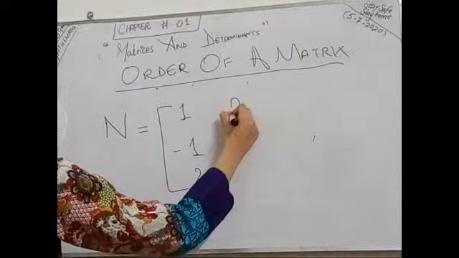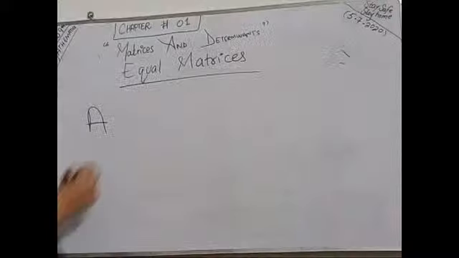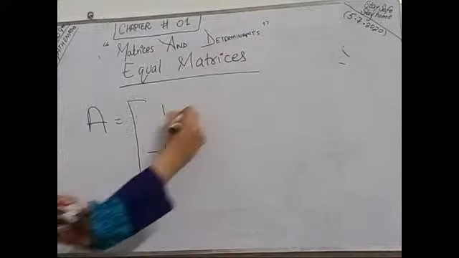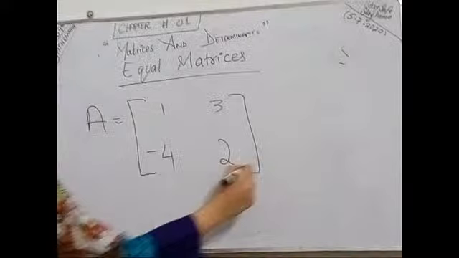We have a matrix A which is equal to 1, minus 4, 3 and 2. And the next matrix we have is B is equal to 1, minus 4, 2 plus 1, 4 minus 2. Now we have to see if these matrices are equal. So there were 2 conditions for equal matrices.